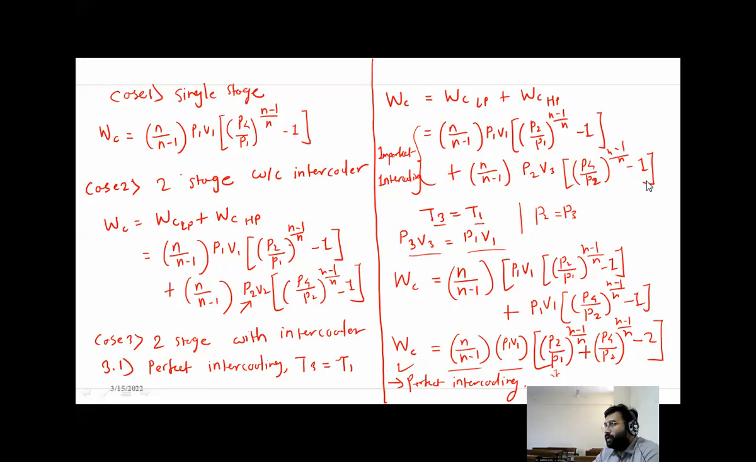Next, case 3.2 is perfect intercooling. Perfect intercooling means T3 will be equal to T1. T3 is the temperature of air after intercooling and T1 is the suction air temperature. So write down under perfect intercooling, T3 is equal to T1. As this is an isothermal process, P3 V3 is equal to P1 V1.